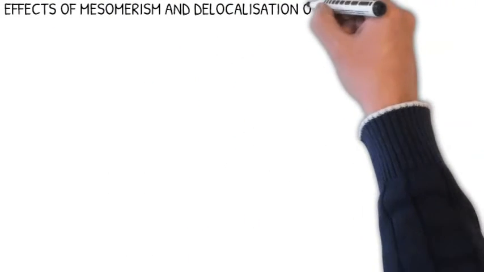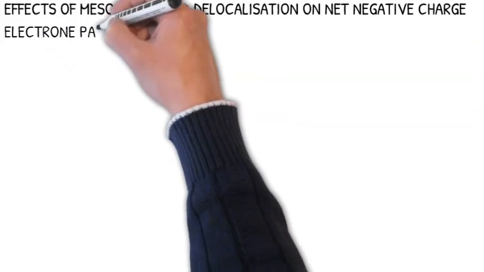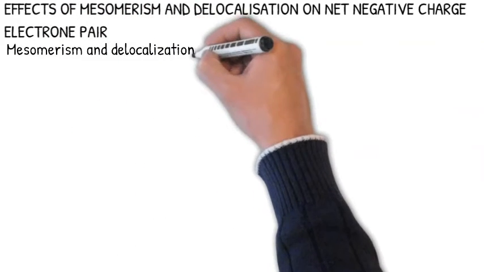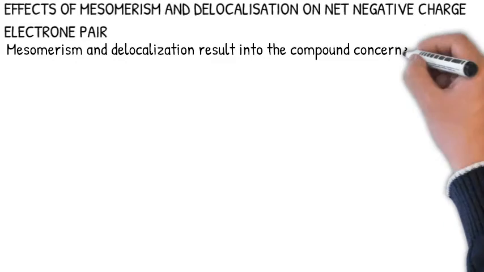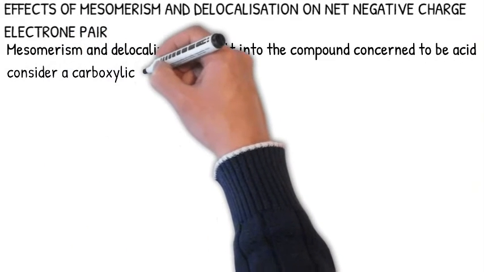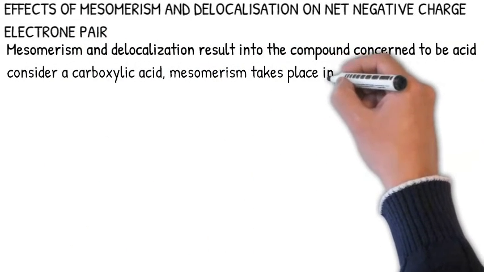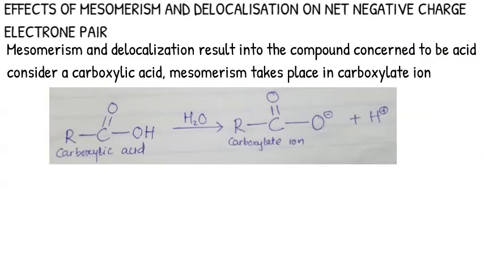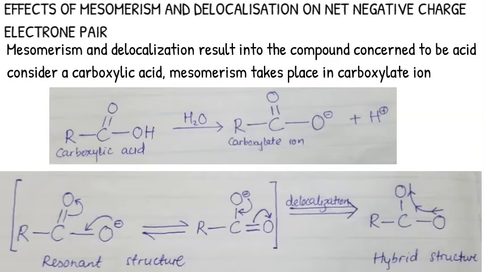Effects of mesomerism and delocalization of net negative charge electron pair. Mesomerism and delocalization result in the compound concerned being acidic. Consider a carboxylic acid. Mesomerism takes place in carboxylate ion. Carboxylic acid dissociates in water to form carboxylate ion and hydrogen ion. This resonance structure shows the mesomerism of carboxylate ion. After delocalization, a hybrid structure is formed which shows the direction of movement of the electrons.